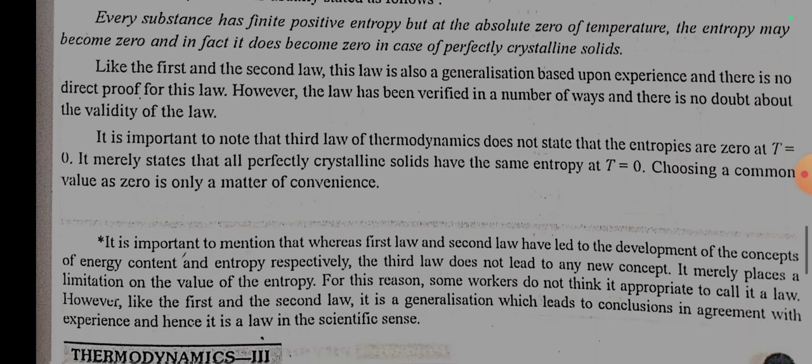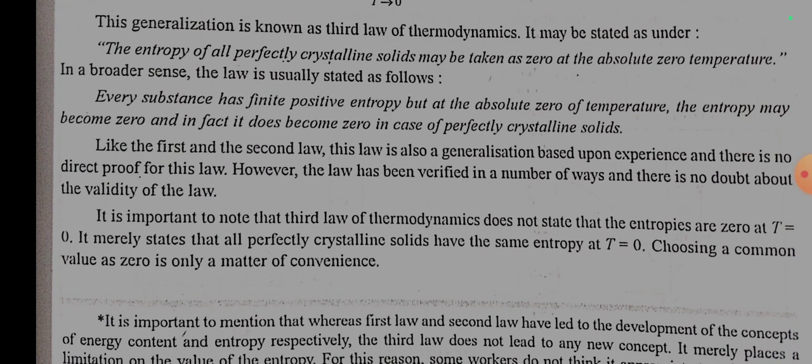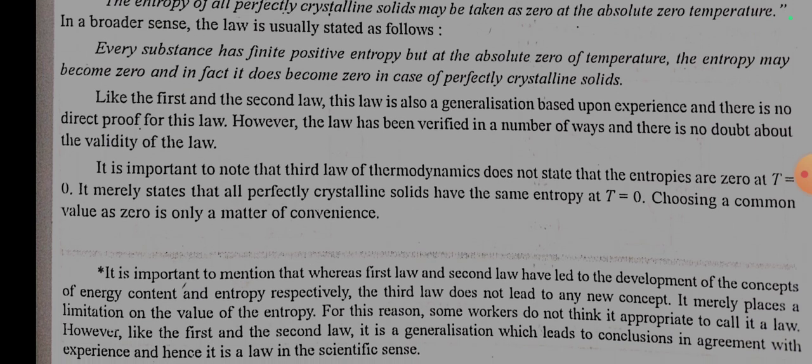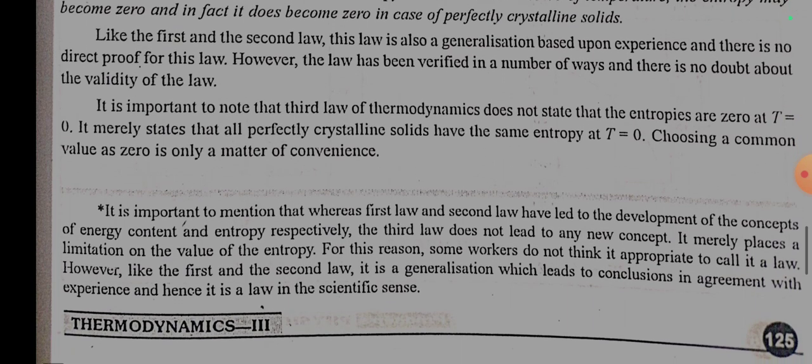It may be stated as under: the entropy of all perfectly crystalline solids may be taken as zero at the absolute zero temperature. In a broader sense, the law is usually stated as follows: every substance has finite positive entropy, but at absolute zero of temperature, the entropy may become zero, and in fact, it does become zero in the case of perfectly crystalline solids. Like the first and the second law, this law is also a generalization based upon experience, and there is no direct proof for this law. However, the law has been verified in a number of ways, and there is no doubt about the validity of the law.